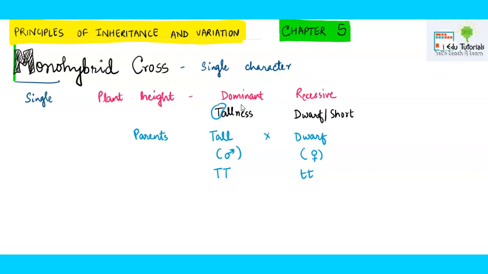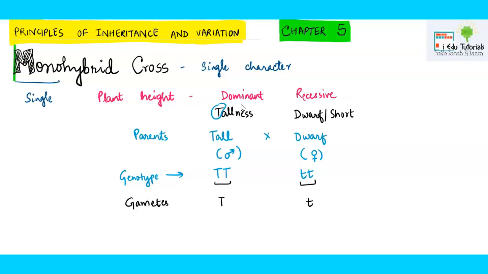Now you have written the parents, you have written their genotype as well. Genotype means again the allelic combination which you have written. Now what will happen when gametes will form? Out of both these, only one will go. Out of both these, only one will go. That means male gamete will be capital T and female gamete will be small t.